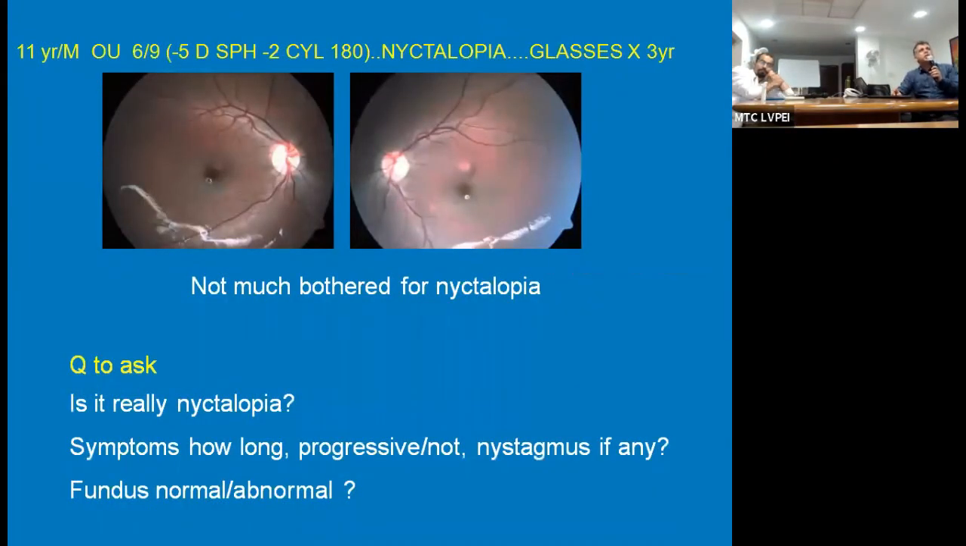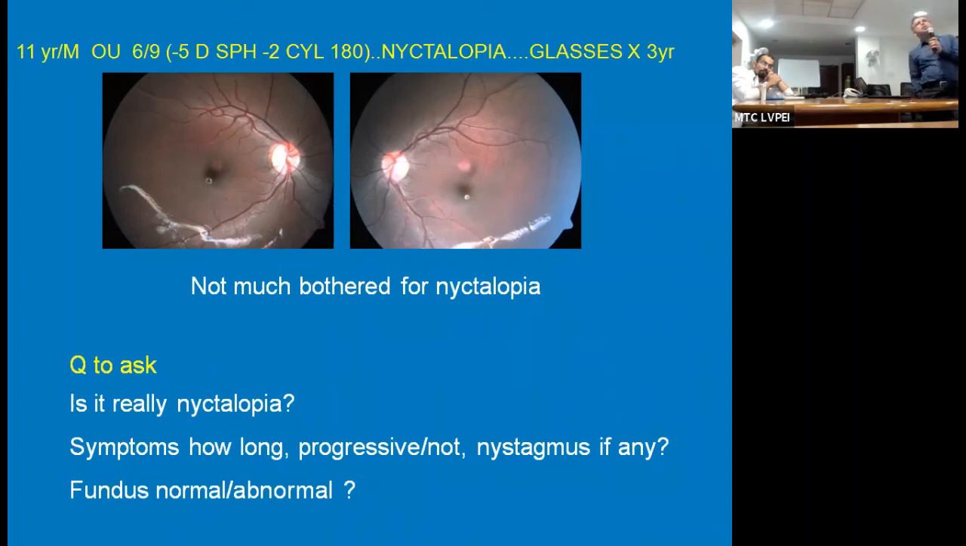But here, you see, this is an 11-year-old male with 6/9 vision with -5 diopter sphere, and this boy was not bothered much about the nyctalopia, but had some amount of difficulty at night. Fundus looks normal. What next? So these are the cases.